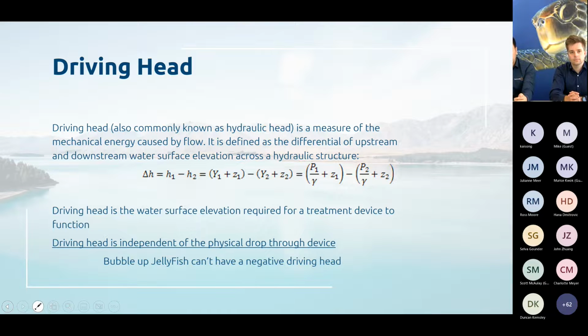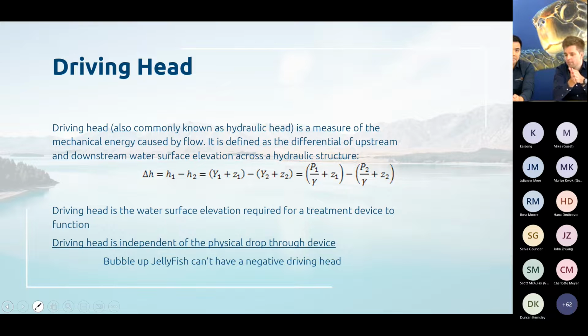Now, driving head is probably the most important component when you're designing a treatment system, as all treatment systems require a driving head to operate their treatment mechanism. So if you don't allow sufficient driving head, the system will not treat to its design flow rate. And worst case, it will prematurely overflow the contaminated stormwater without treating it. Now Matt will go through some of the driving head application on our treatment systems.